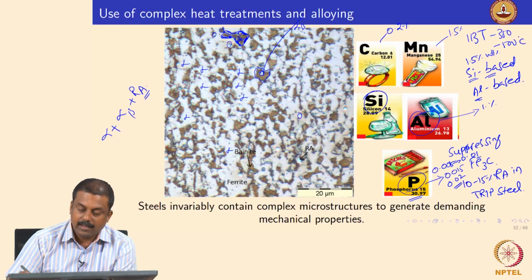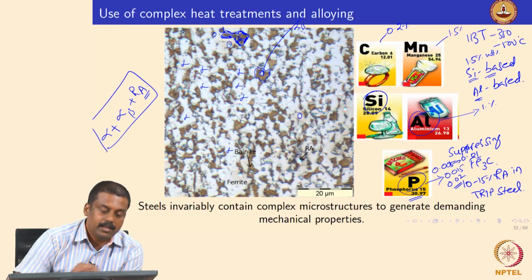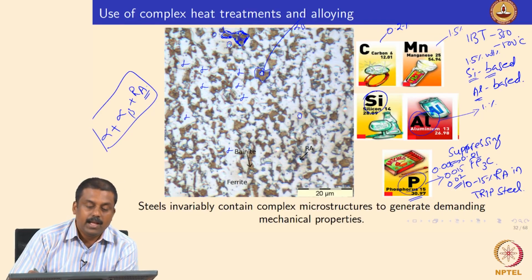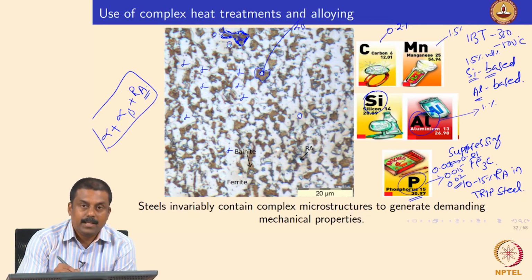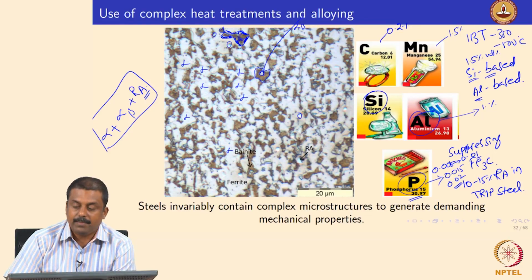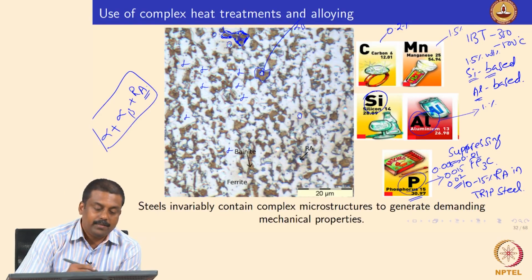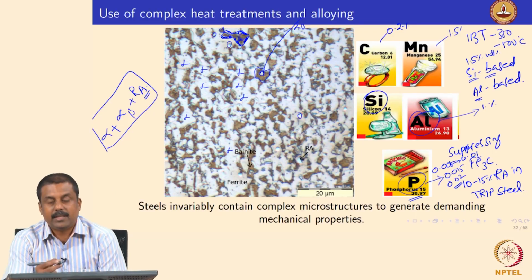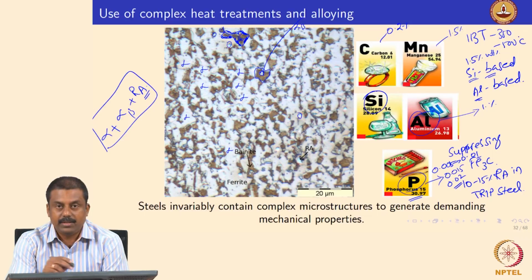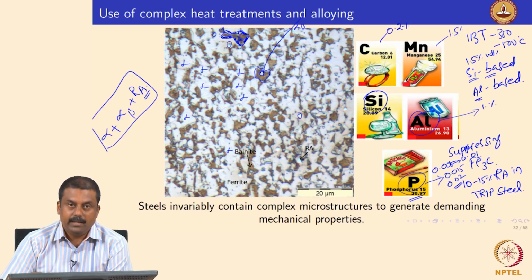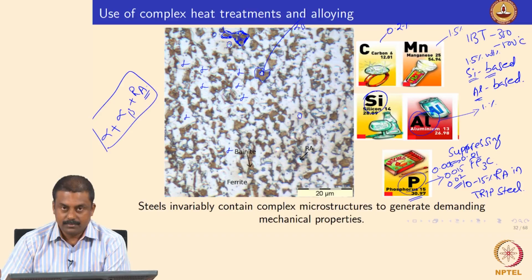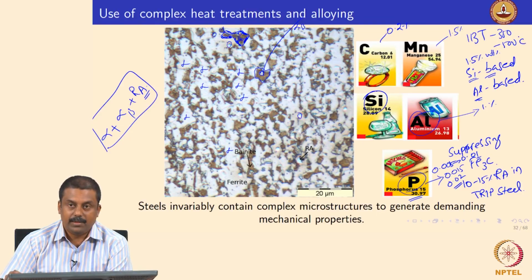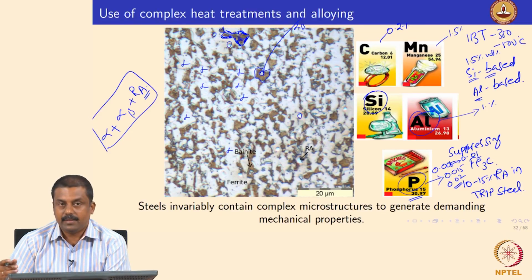These alloying elements are extremely important to get this three-phase microstructure, as I had explained. Without these alloying elements and the heat treatment, we cannot get this multi-phase microstructure. So you need to understand that. We need a thermal cycle, which I had explained, and a two-stage process. We take it to intercritical annealing temperatures, and then cool to intermediate temperatures, where we keep the steel isothermally to form bainitic ferrite.